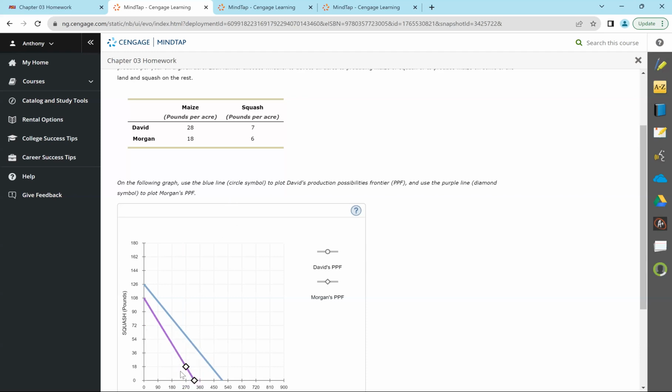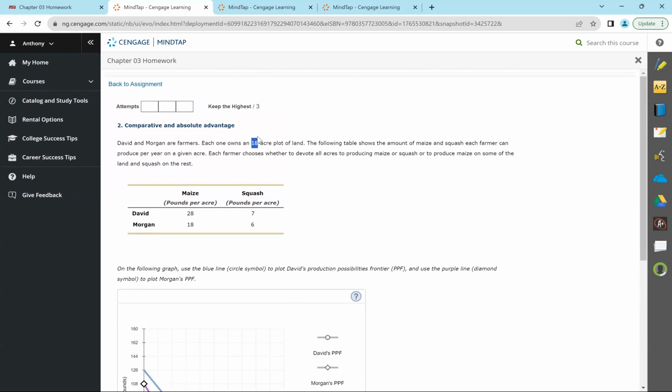And what tells you to multiply, sorry, in the directions? Yeah, good question. It's right up here. Each one owns an 18-acre plot of land. Oh, okay. And it's per acre. It's like you make $28 per hour, you work 18 hours, you're tired. Yeah. But this one is 108.